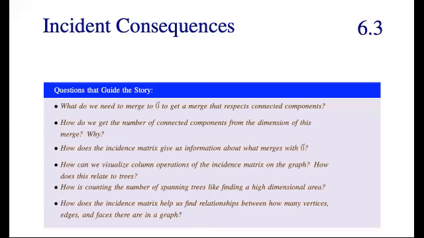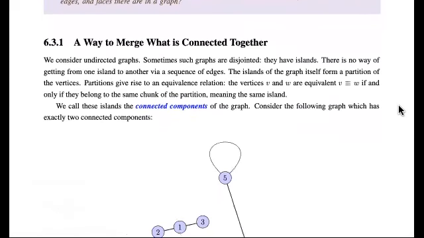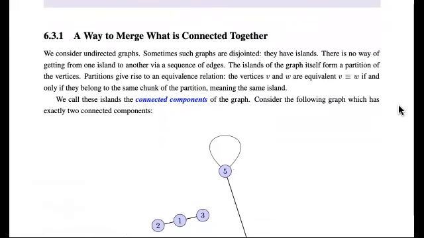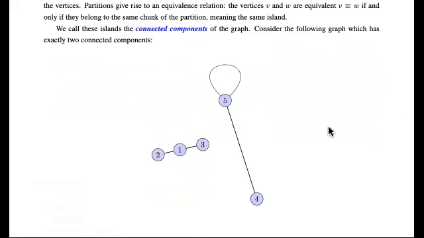This is section 6.3. We're going to talk about how we can use the incidence matrix of a digraph, or of a graph if we turn it into a digraph, in order to study things about that graph or digraph. Now, what is a graph? A graph is something that doesn't necessarily have directed edges, or it could have directed edges. Digraph specifically refers to when you have directed edges.